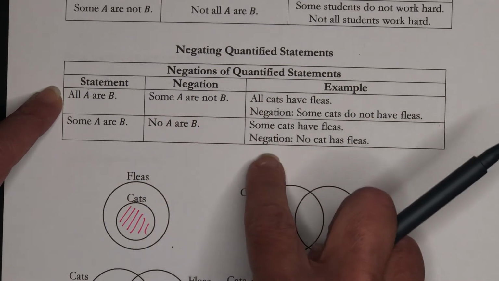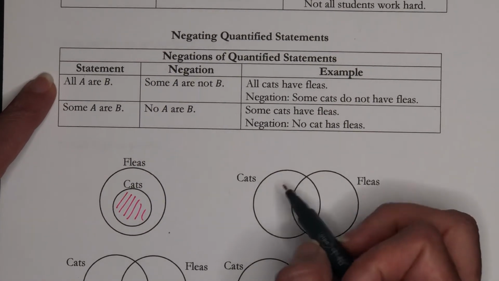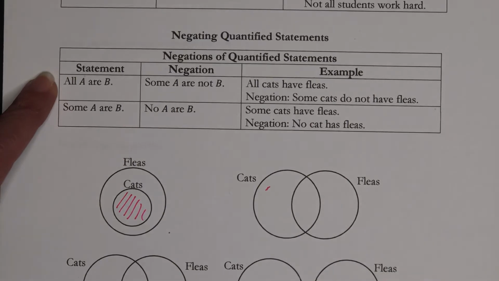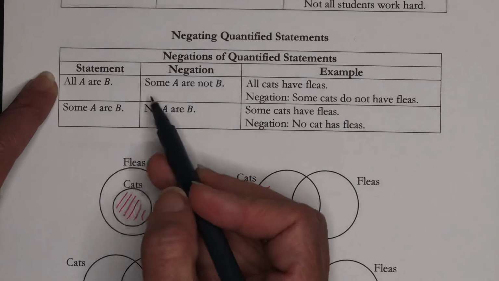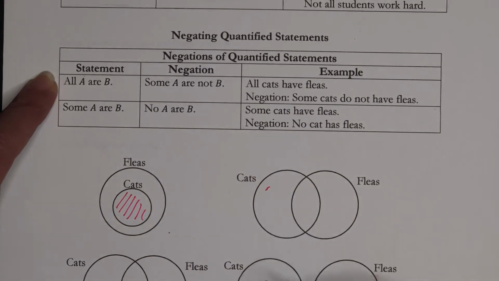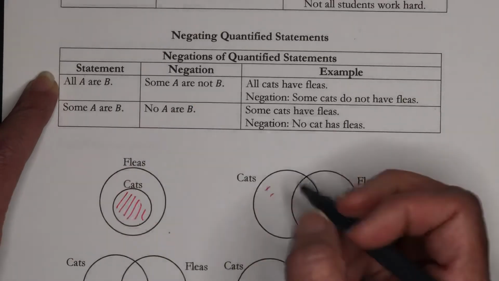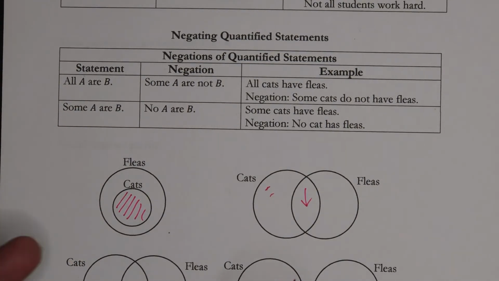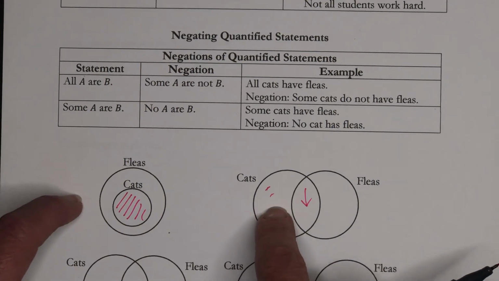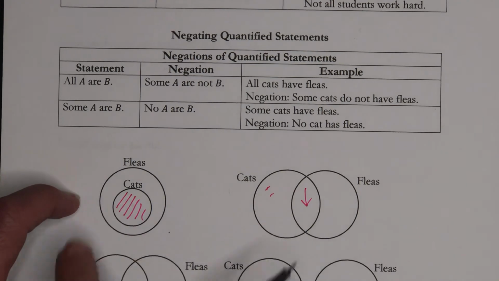Okay? Now here, some A are not B. You can represent this here. All I would have to do is find one cat that does not have fleas to make the statement false. Some A are not B, over here, we would be talking about this area right here. Now, if all cats do have fleas, everything would be in this region right here. So it is possible, but that's not the negation. All we would have to do is find one cat without fleas to make this false.